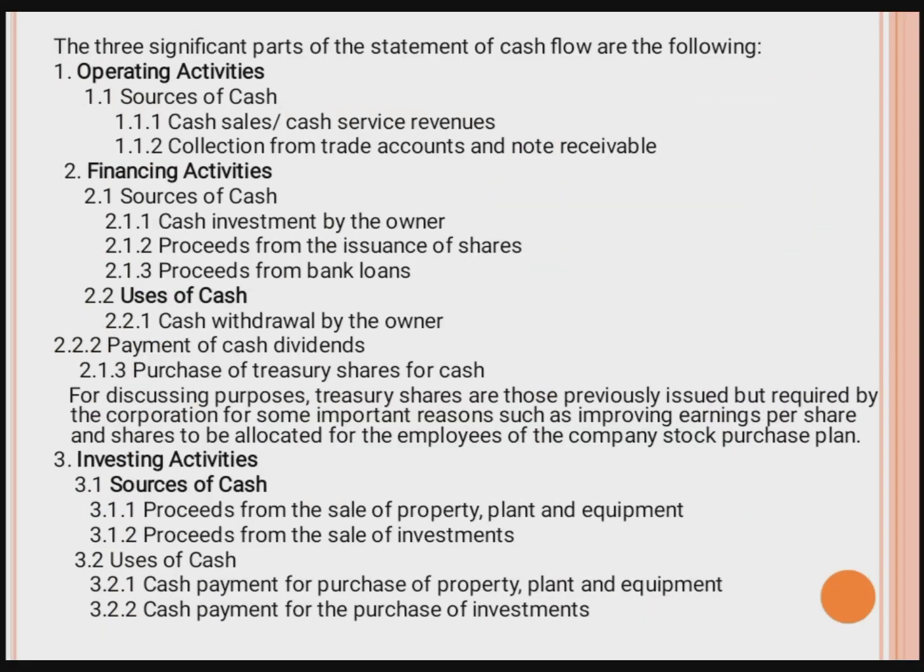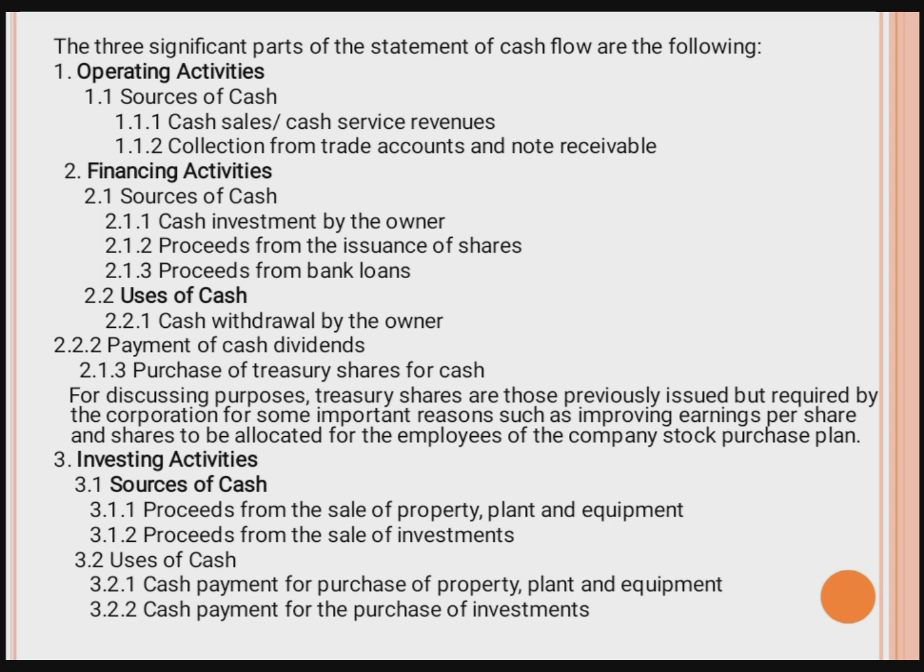Next, the three significant parts of the statement of cash flows are the following. Number 1, operating activities. 1.1 source of cash. 1.1.1 cash sales or cash service revenues. 1.1.2 collection from trade accounts and notes receivable. Number 2, financing activities. 2.1 source of cash. 2.1.1 cash investments by the owner. 2.1.2 proceeds from the issuance of shares. 2.1.3 proceeds from bank loans.